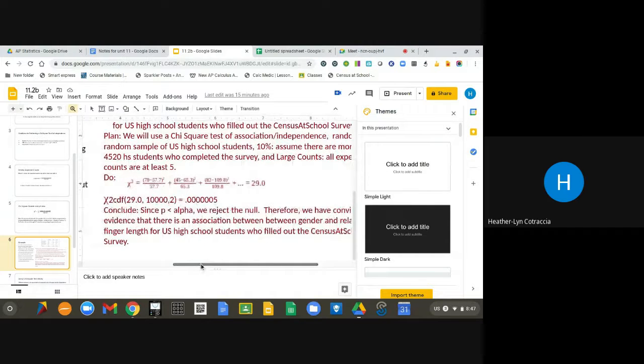Now, a couple of things here. These people were randomly selected from the U.S. high school students that took the survey, which means the results we get apply to the U.S. high school students who filled out the survey, all of them. Okay, and we've assumed that there's more than 4,520 of them. So whatever that population is, that's who these results apply to.